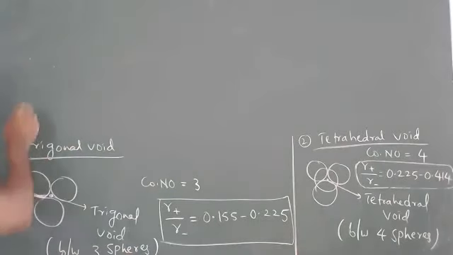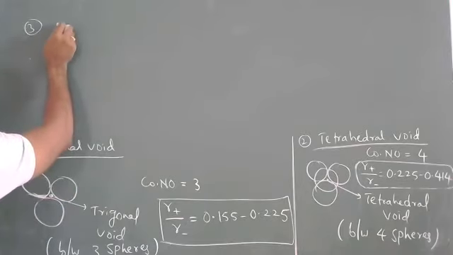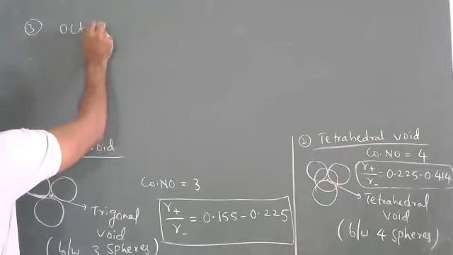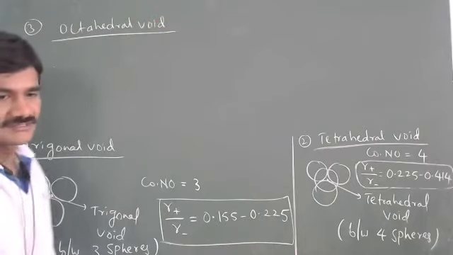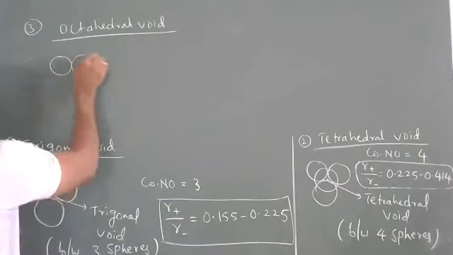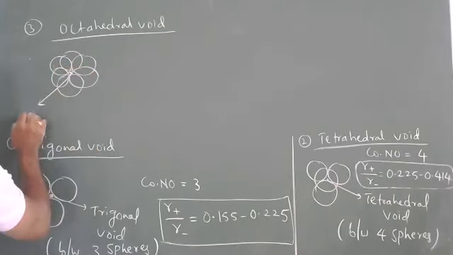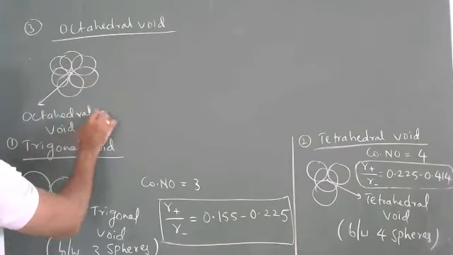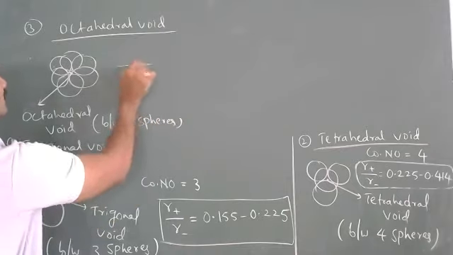Next, third one is octahedral void. So I already told you, octahedral void is between 6 spheres. Okay. This is an octahedral void, between 6 spheres. Just like this.